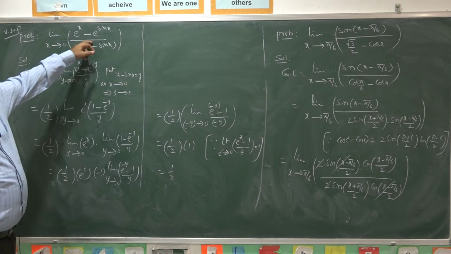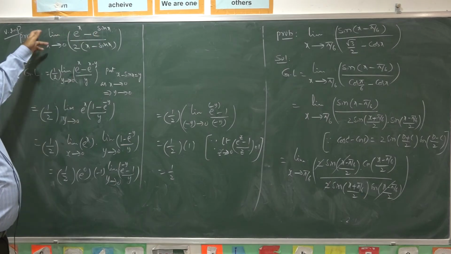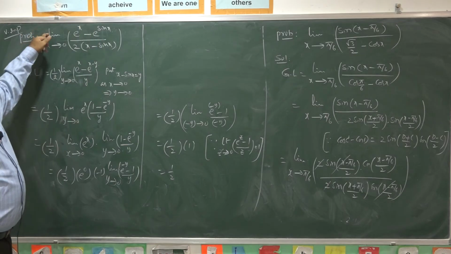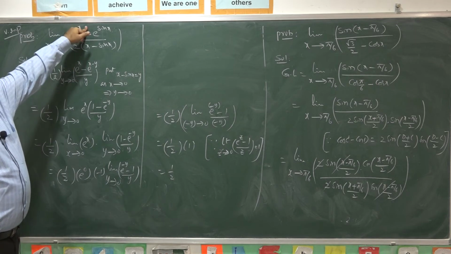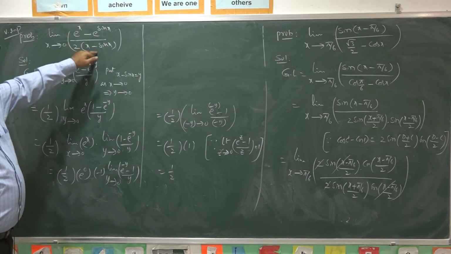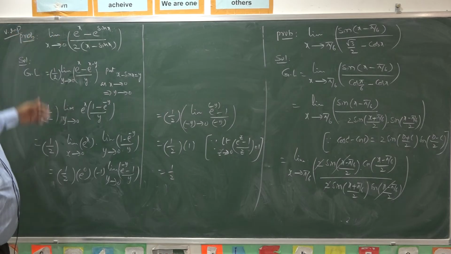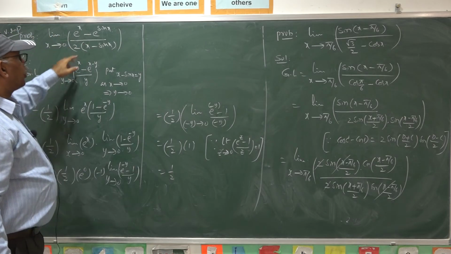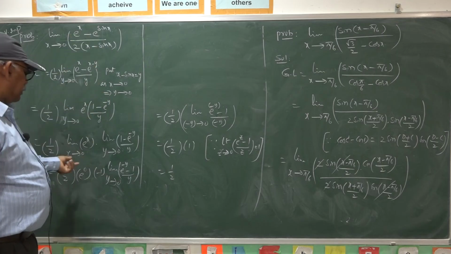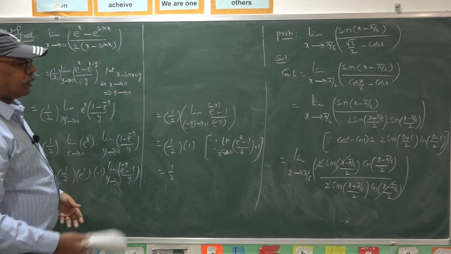Otherwise, take e power sin x straight away common. So that here we get e power x minus sin x by x minus sin x, which is of the form e power y minus 1 by y. As x goes to 0, e power sin x is 1, just like this. So you can do it like that.